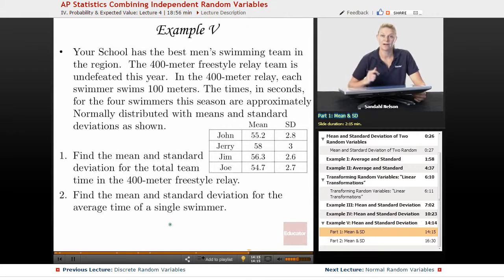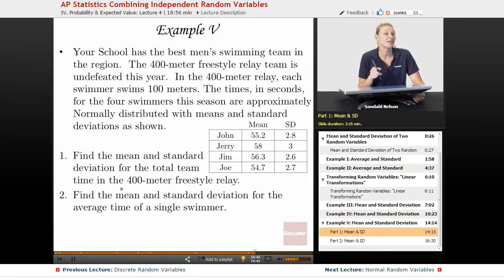Okay, so let's do one final example. Your school has the best men's swimming team in the region. The 400-meter freestyle relay team is undefeated this year. In the 400-meter relay, each swimmer swims 100 meters. The times in seconds for the 4 swimmers this season are approximately normally distributed with means and standard deviations that are shown. So find the mean and standard deviation for the total team time in the 400-meter freestyle relay.